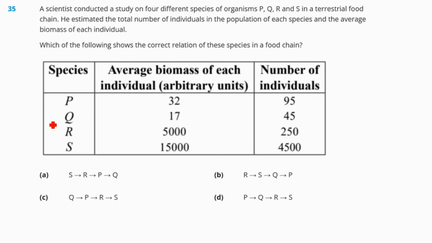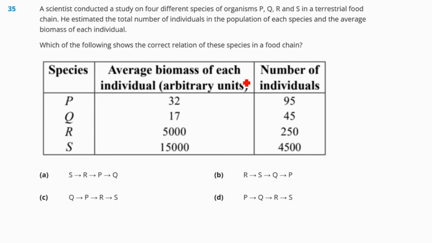He estimated the total number of individuals in the population of each species and the average biomass of each individual. Which of the following shows the correct relationship of the species in a food chain? So P, average biomass of each individual, is 32 and number of individuals is 35. Q is 17 and 45. R is 5,000 and 250, and S is 15,000 and 4,500.